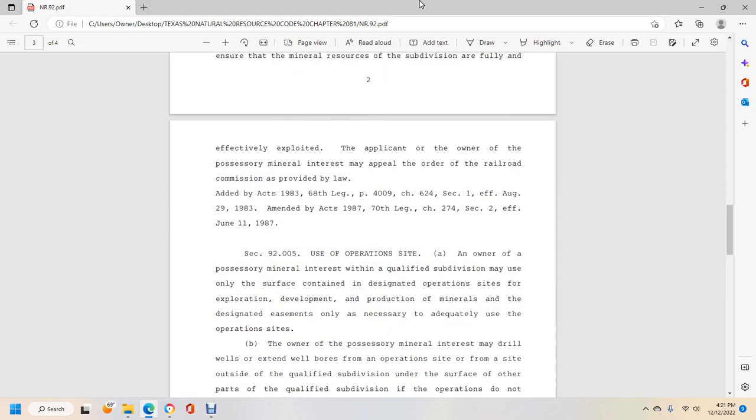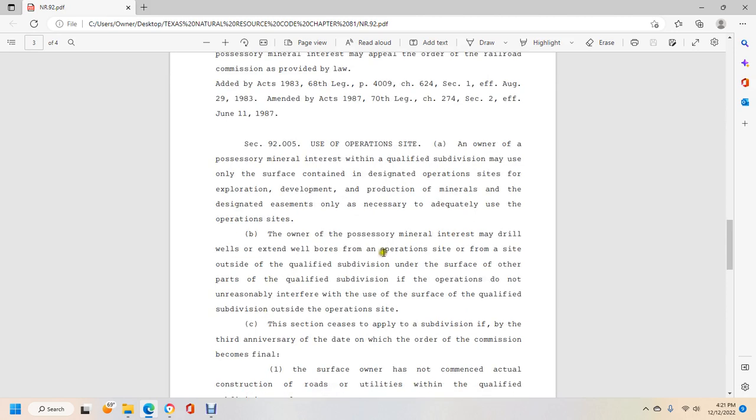Section 92.005, Use of operations. The owner of the possessory mineral interest in a qualified subdivision may use the ownership contained in the designated operation site for the exploration, development, and production of minerals, and the designated easements for the necessary and adequate use of the operation site. The owner of the possessory mineral interest may drill a well and extend well bores from the operation site for the outside of the qualified subdivision, or under the surface of other parts of the qualified subdivision, if the operations do not unreasonably interfere with the use of the surface of the qualified subdivision outside of the operation site.